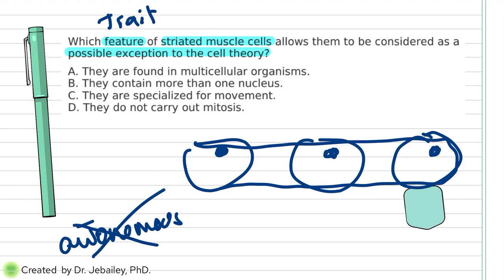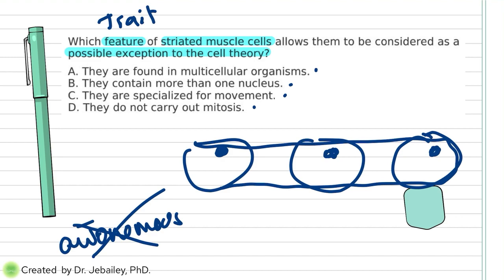So now that we have a little refresh of what the exception of the muscle is, we got to look at the 4 answers. Read them. Don't jump to conclusions quickly. The first one says they are found in multicellular organisms. They contain more than one nucleus. You can see that this kind of looks like the answer. They are specialized in movement, and they do not carry out mitosis. So you have read them, kind of have an idea. Now remember, try to look for the first 2 options that you can cancel, not the right answer. Do it the opposite way.